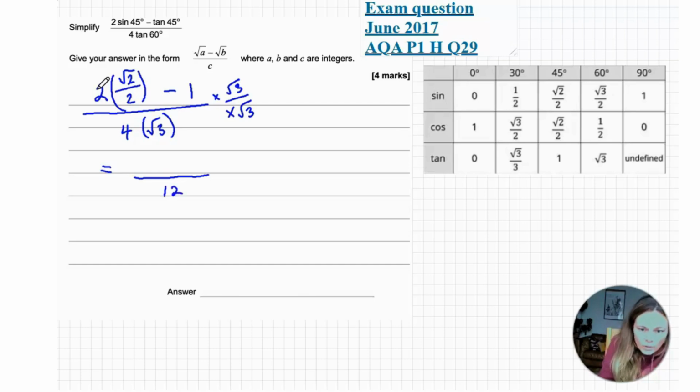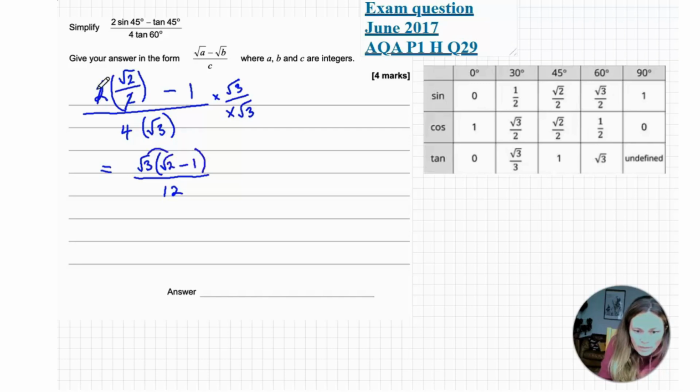Okay, on the top we're going to multiply everything here by root 3. What I forgot to do first of all was cancel this out to make life a little bit easier for me, because 2 lots of root 2 over 2 is just root 2, isn't it? So I'm just going to go back up there and tidy that up just to make life easy for myself. And now here on the top, I'm going to write it like a bracket. I've got root 3 times root 2 minus 1, like that.